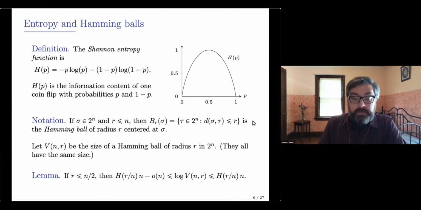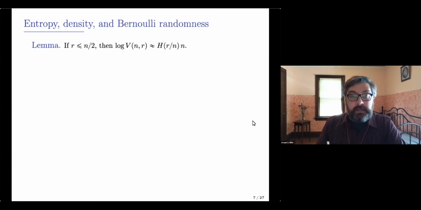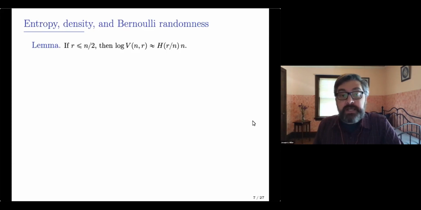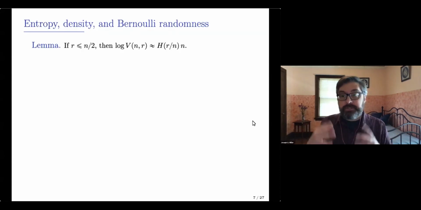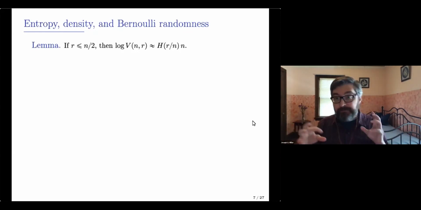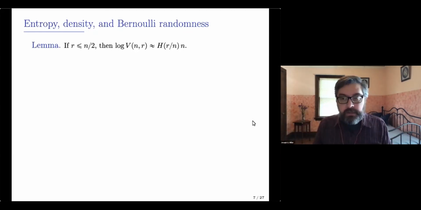Okay, so let's just copy that over in a little bit less detail, just to say that log of V_n,r is approximately equal to h of r over n times n. Now, why do we care about this? This is the very standard approximation for the size of Hamming balls in terms of the entropy function. It's why every formula I write down from now on is going to have the entropy function somewhere in there.